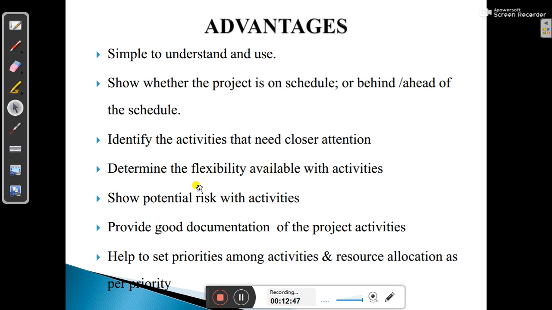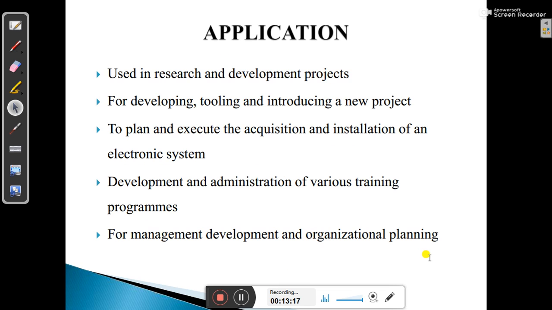Determine the flexibility available with activities. You can decide which activities are more flexible in terms of time, cost, or resource usage. You can also decide which activities might provoke more risk. It helps provide good documentation of the project activities, since you can document using the PERT chart diagram. It also helps set priorities among activities and allocate resources as per priority.